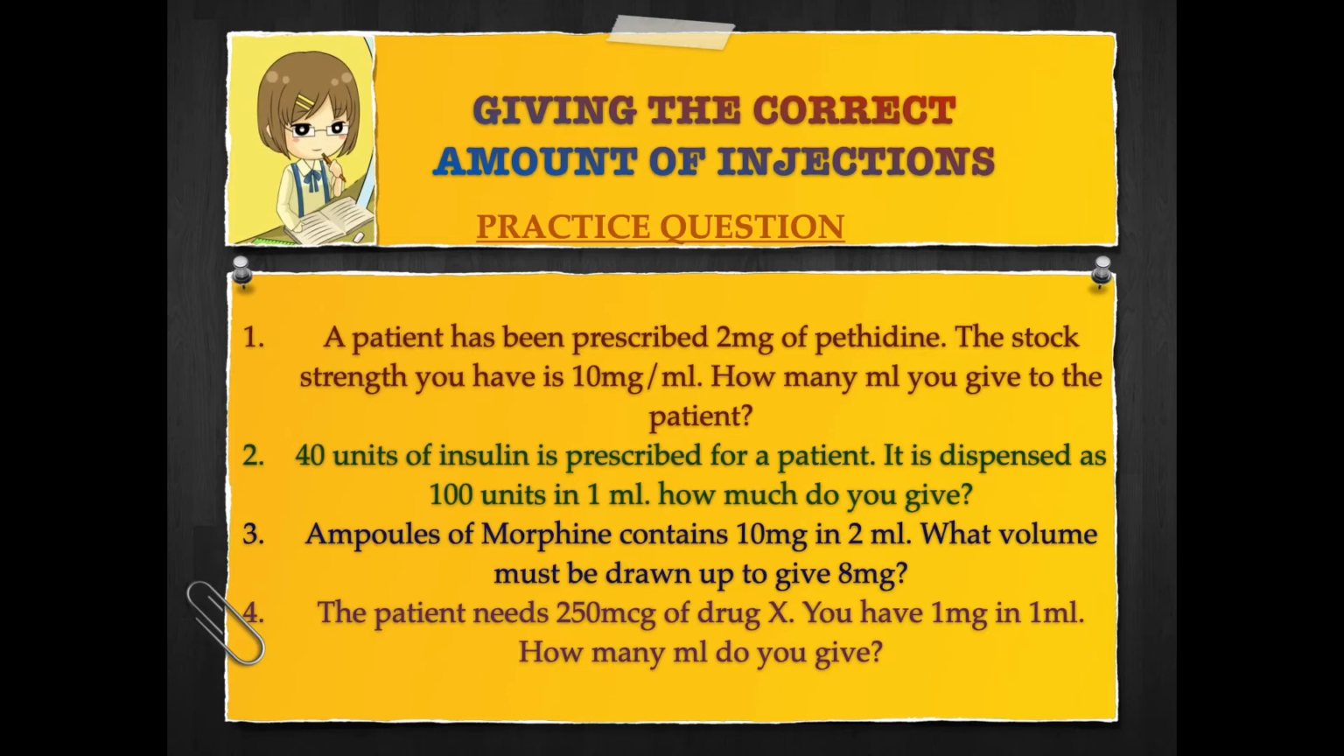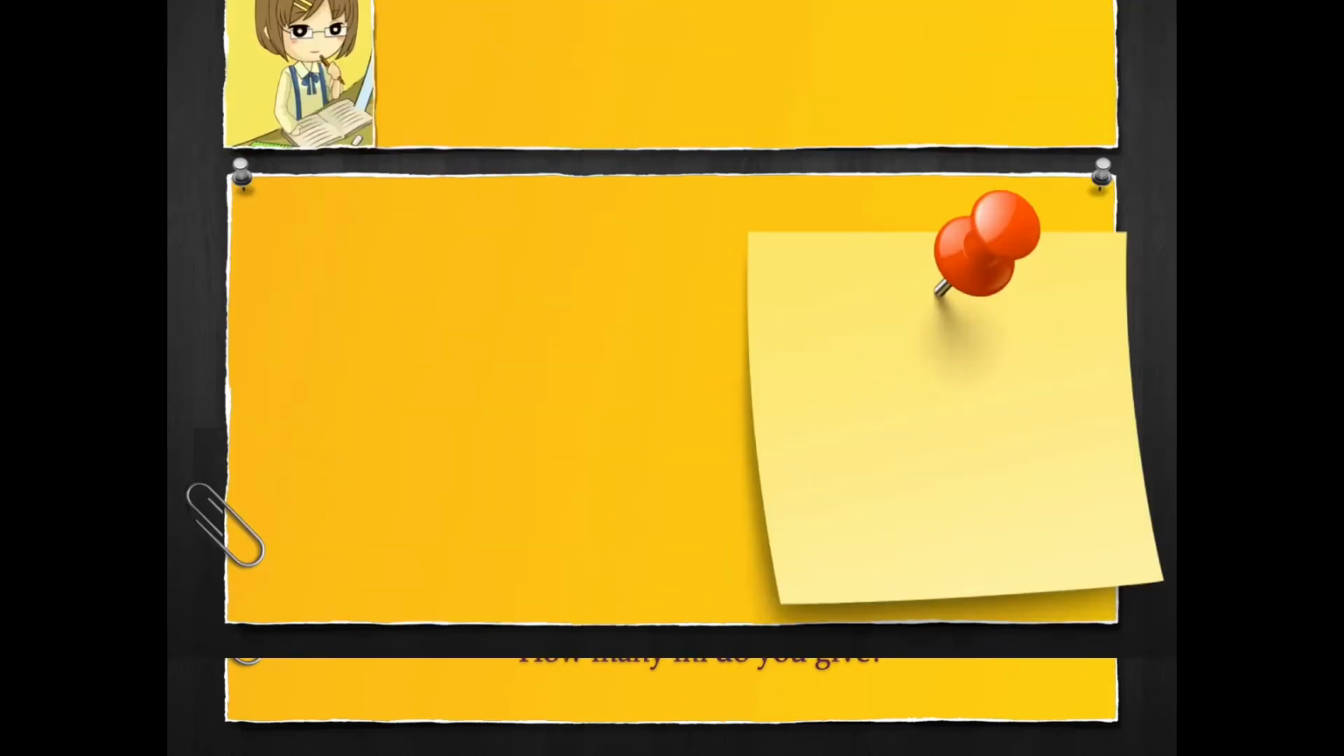Fourth question is, the patient needs 250 microgram of drug X. You have 1 milligram in 1 ml. So how many ml do you give? So you have to see whether the units are the same. If it's not the same, you have to convert, then apply in the universal formula. So now we can see the answers.